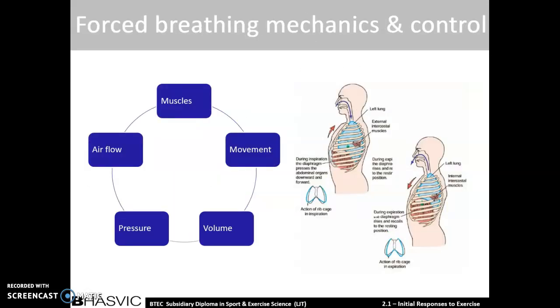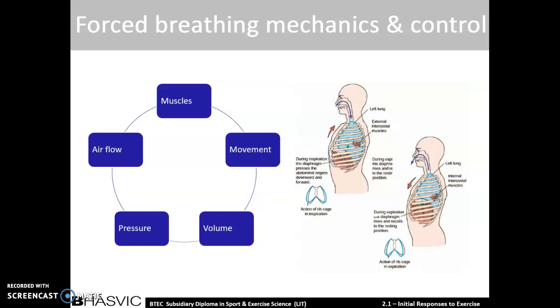Forced breathing and mechanics control. This is to do with how your muscles create movement when the volume and the pressure increase or decrease because of airflow. When exercising, inspiration and expiration are more forced as more oxygen needs to be circulated around the body. When inspiration happens during exercise, the external intercostal muscles and the diaphragm contract to move the rib cage up and out. When this happens, the diaphragm is pushed downwards.